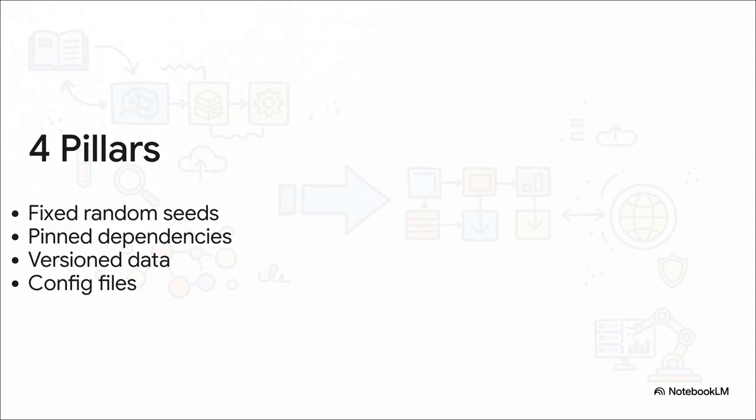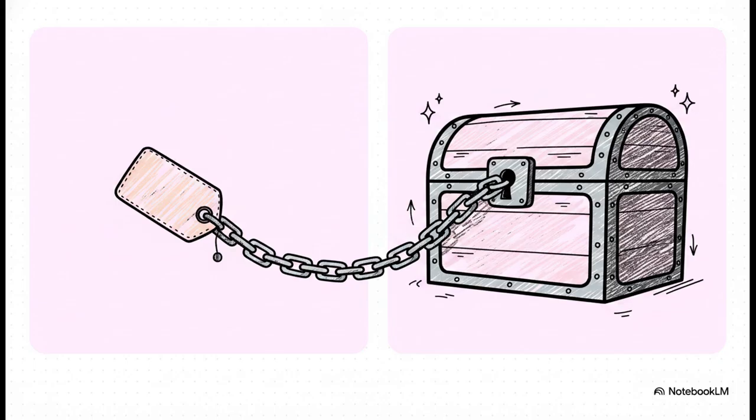So the crucial point is this. If you are missing even one of these pillars, you do not have true reproducibility. Period. Now, I really want to pause on that third pillar for a second, versioning data. We all know Git, right? It's fantastic for versioning code. But let's be honest, it completely chokes on large data files.